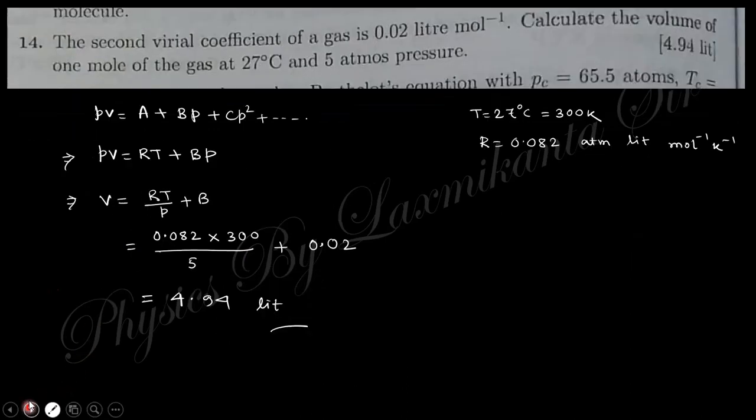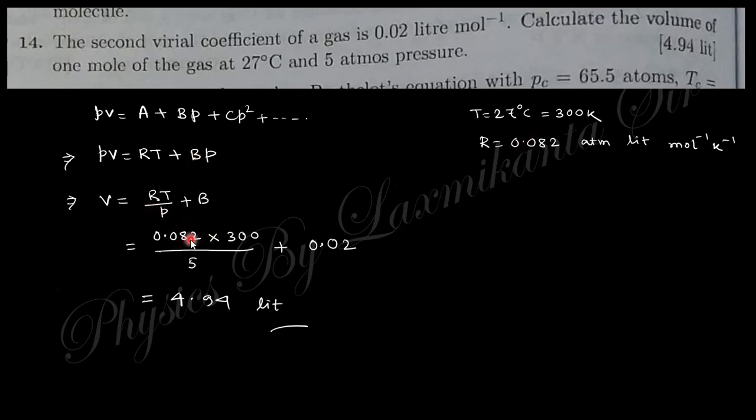Next one, the second virial coefficient of a gas is like that. Calculate the volume of 1 mole of gas at 27 degrees and 5 atmosphere. So this is the Kamerlingh Onnes equation, PV equal to A plus BP plus CP squared and so on. The second coefficient is given like that, and this is RT. Just rearranging and putting this value, you can easily find this value. Neglecting the higher order terms, PV equals RT plus PB, so V equals RT by P plus B.